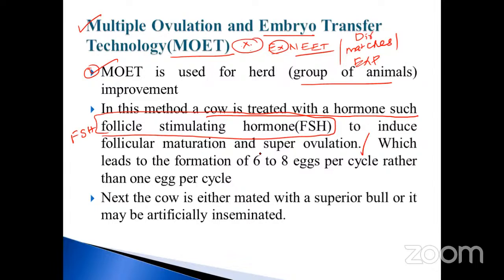What is the meaning of ovulation? Super ovulation means when you are using this hormone. So, take an example. A cow is there. When you are introducing the FSH, what happened? The cow will attain maturation fastly.